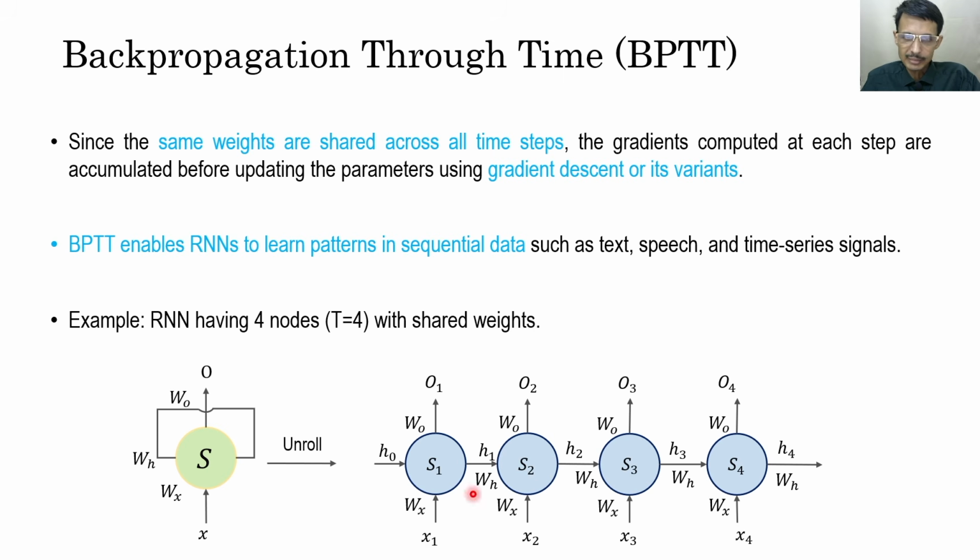If we unroll time, this is 4 nodes. This is just a hypothetical example, and then we will see how the BPTT algorithm actually works.